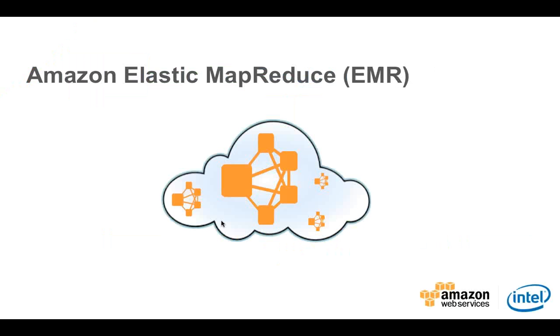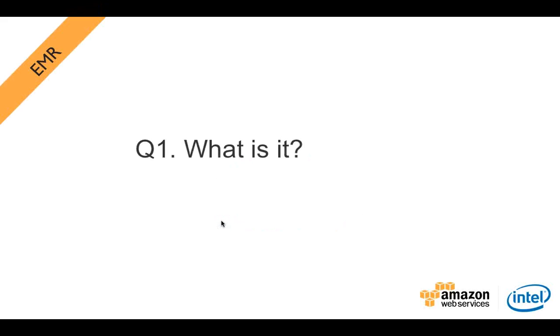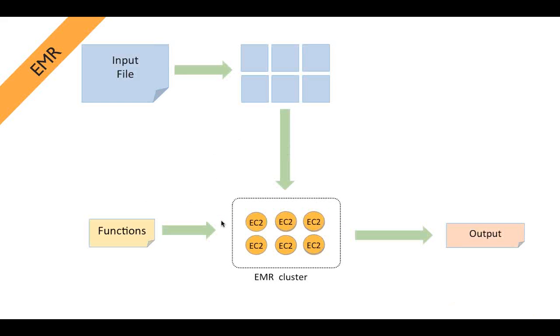So looking more specifically at the Amazon service in this area, that's called Amazon Elastic MapReduce. And what is it? It's essentially a managed Hadoop service. So if we go back to our diagram, it's exactly the same. It is Hadoop, but those nodes that we talked about are running on EC2.